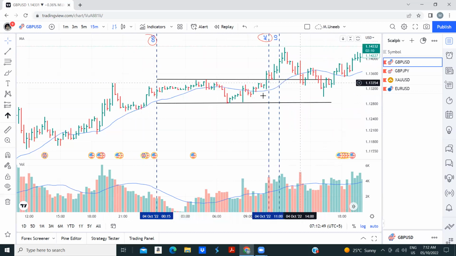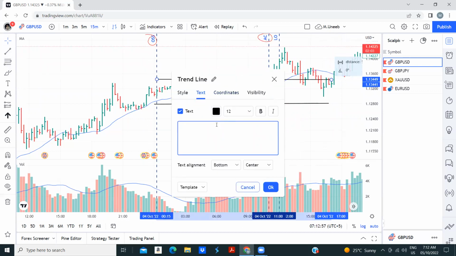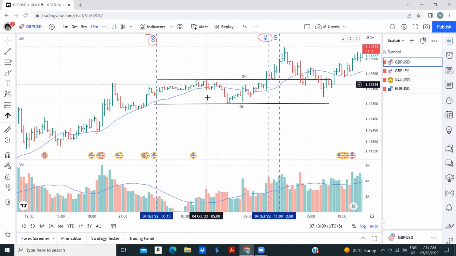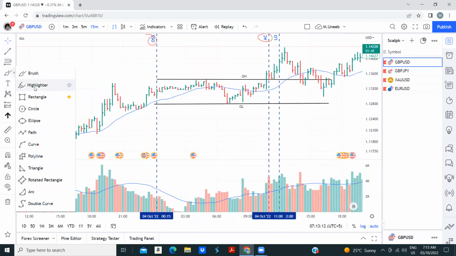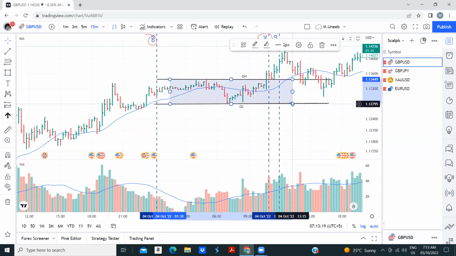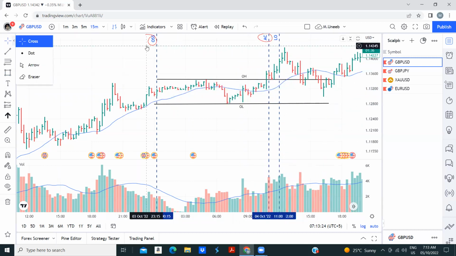Now I got the range. This upper trend line I will call OH, which is overnight session high. And this one is OL, which is overnight session low. The complete range between OH and OL is known as the overnight range. Okay, now I have done everything.